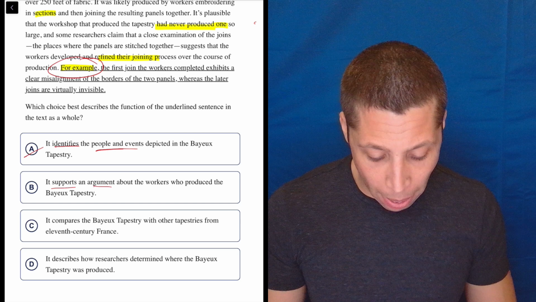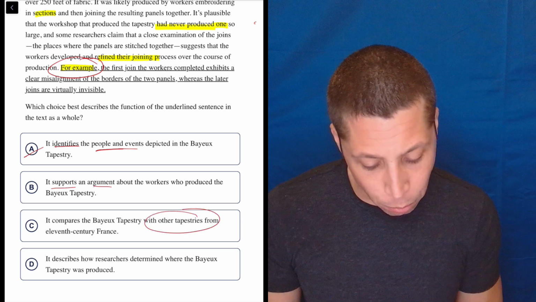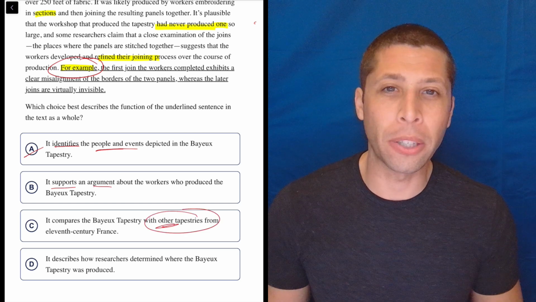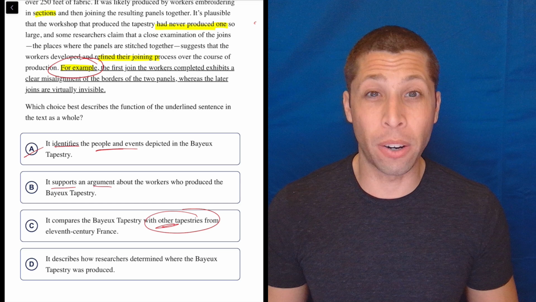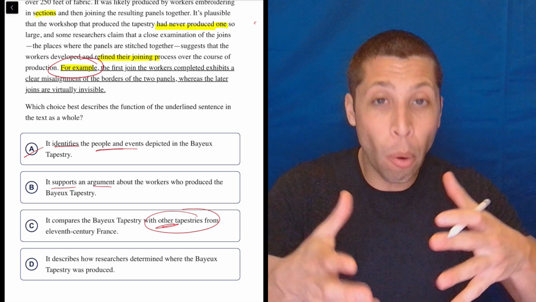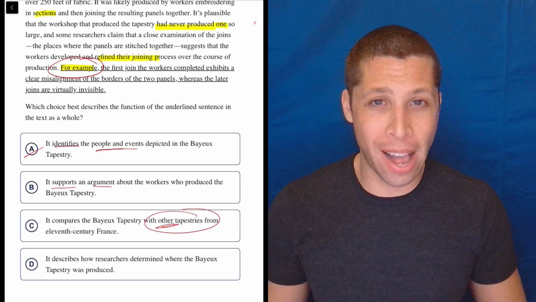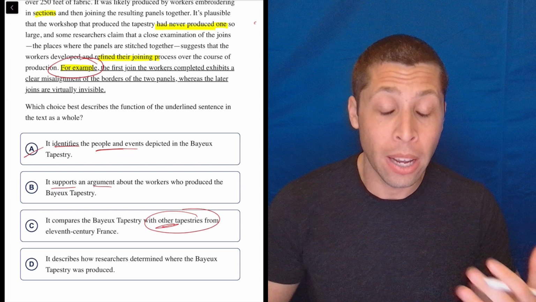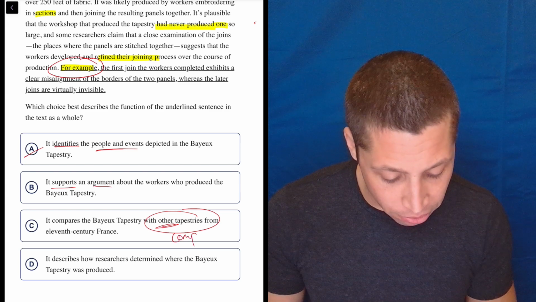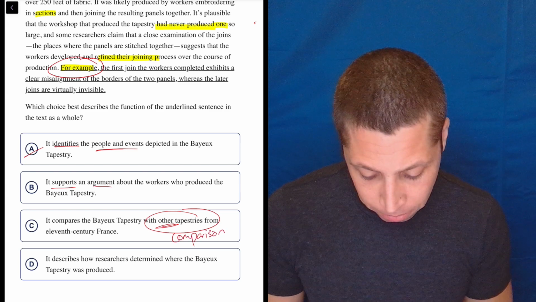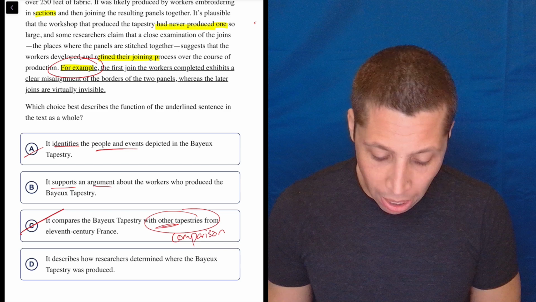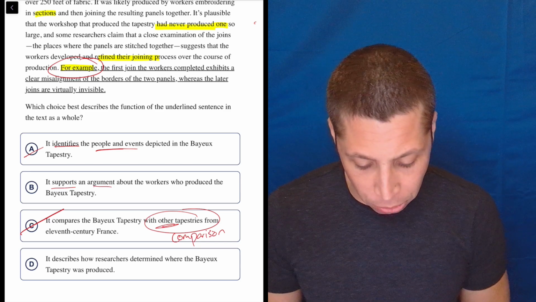It compares the Bayeux Tapestry with other tapestries. No, it does not. That word other should always scare you when it appears in answer choices because we are not usually going beyond whatever the topic is in the passage. So it's kind of a comparison word. It makes me nervous because we're not talking about any other tapestry. So boom, gone.